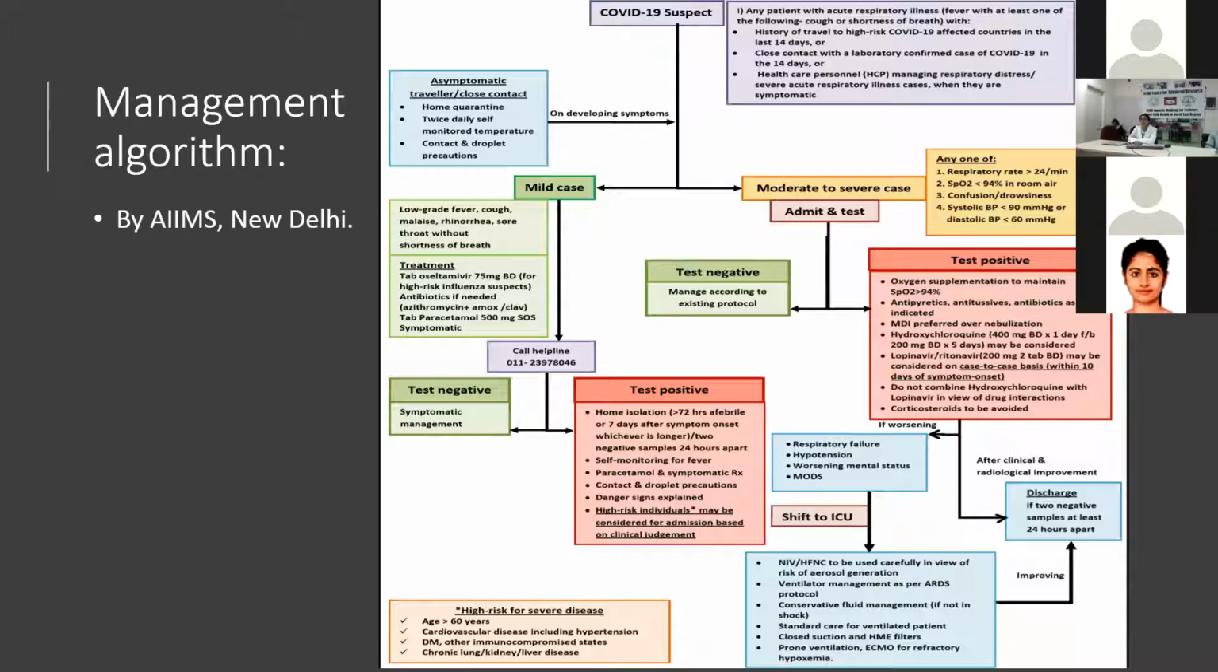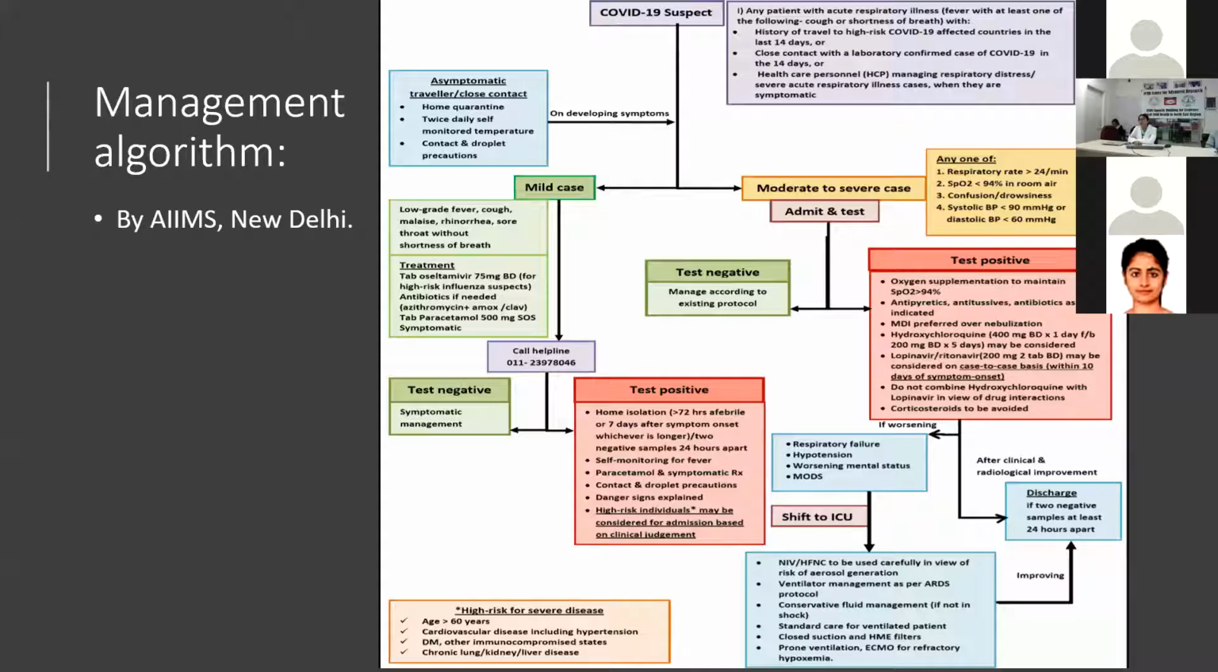If there is a suspect and we think it's a mild case, that is low-grade fever, cough, malaise, then the treatment option we have is oseltamivir 75 mg BD for high-risk influenza patients, add antibiotics and give symptomatic treatment with paracetamol. In moderate to severe cases, we need to admit and we need the testing to be done. At this point of time, the only treatment protocol we have is supportive treatment, though there are some drug trials underway. And if the patient tests negative, that goes to the existing protocol.